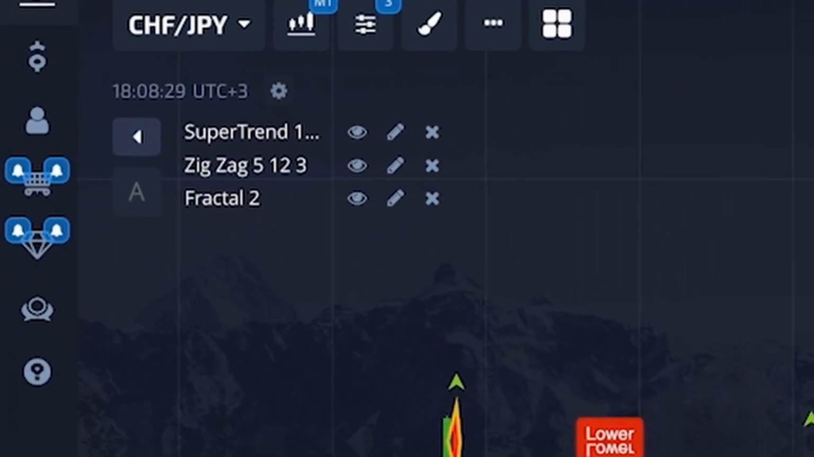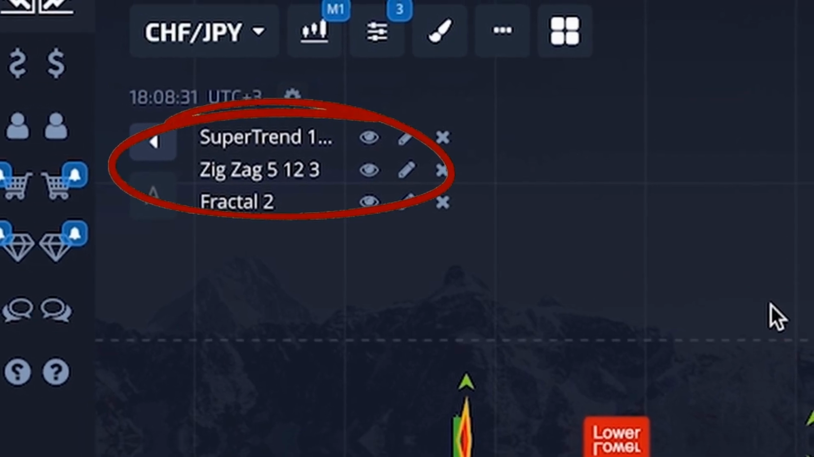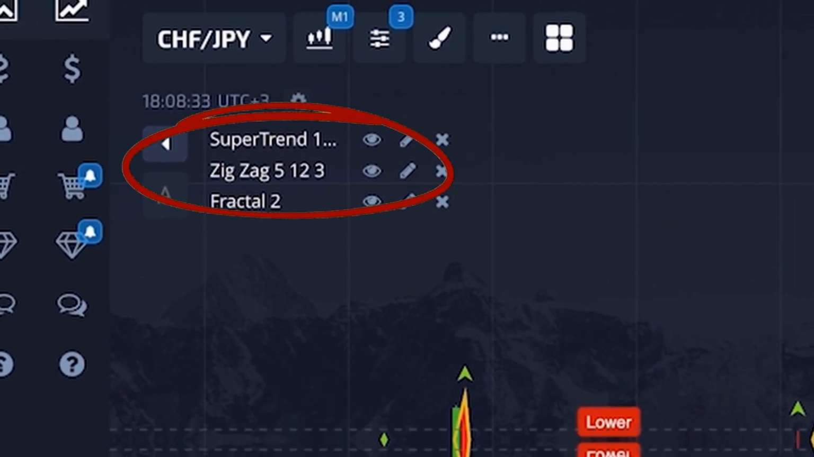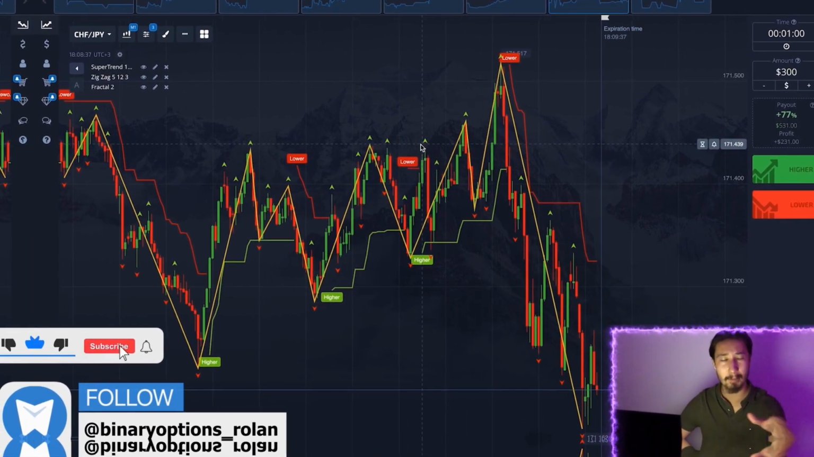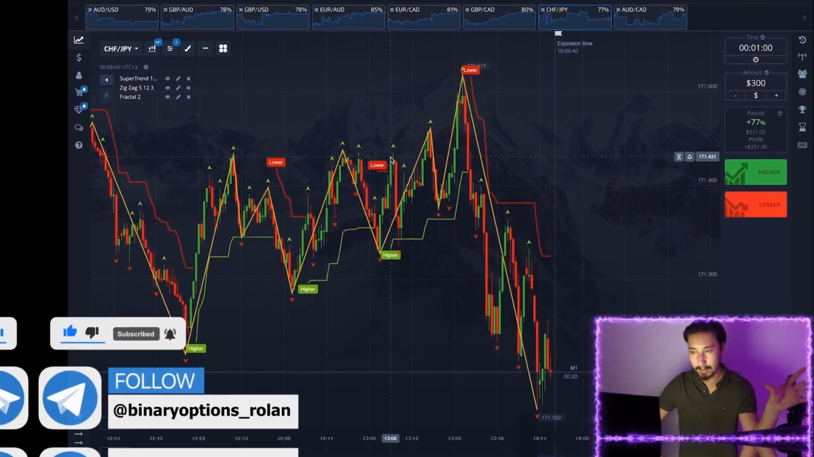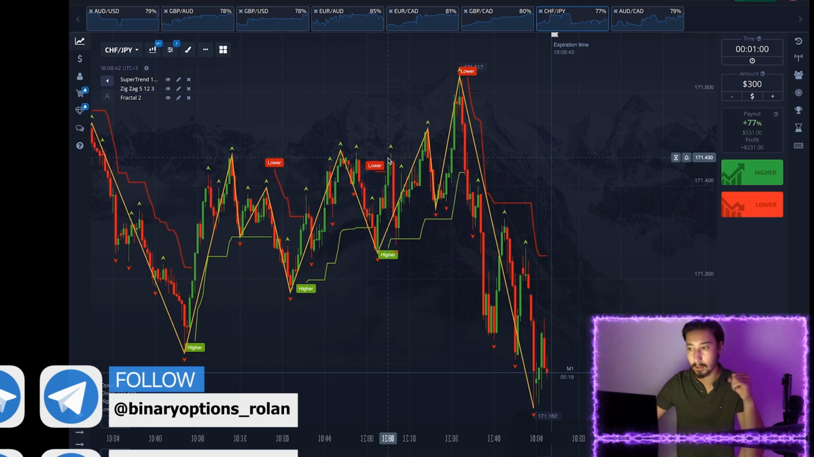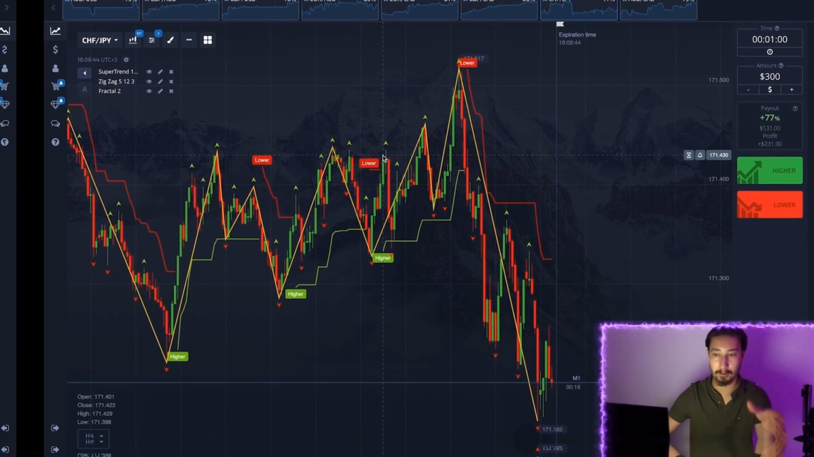There is a Supertrend. Let me just select it. Zigzag and fractal. When trading on the 1 minute time frame, I use absolutely default settings, guys, for this broker. They are more than satisfactory for me.